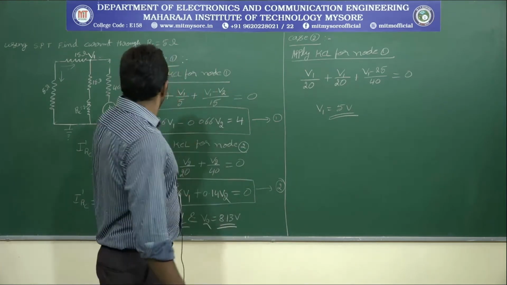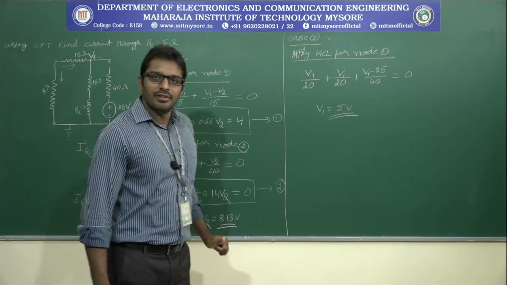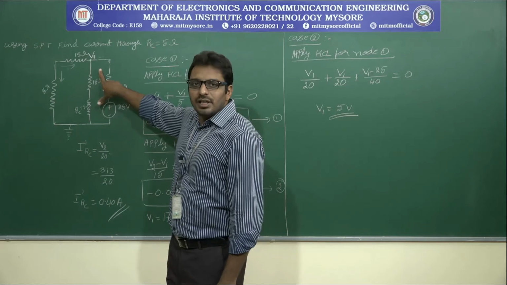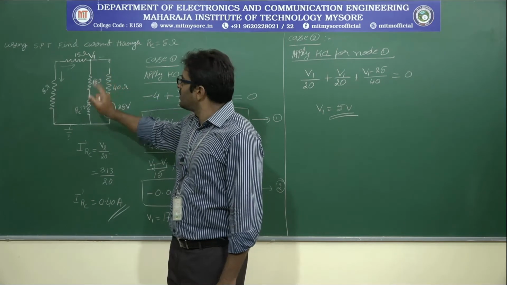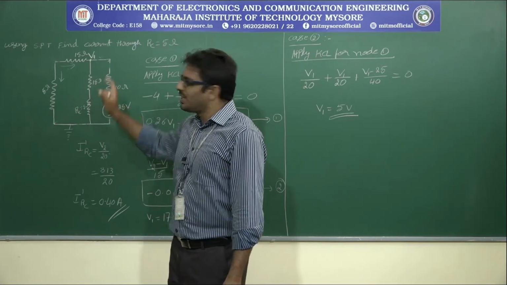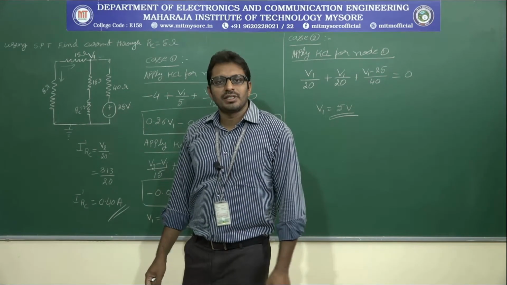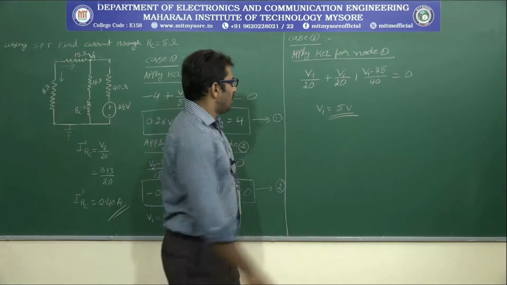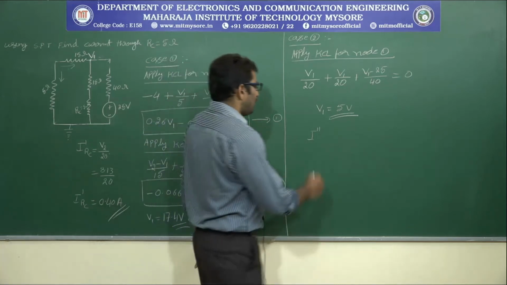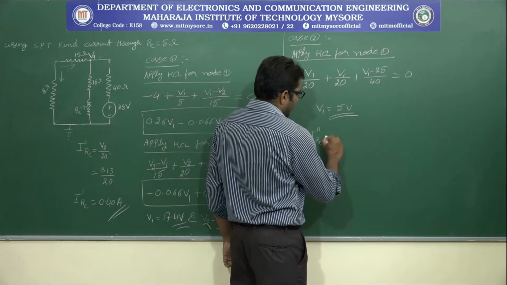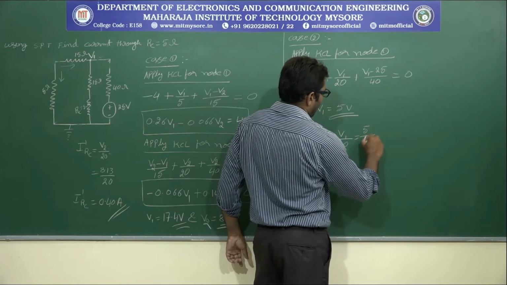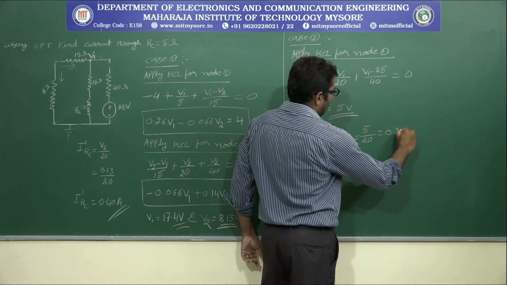Is it clear? Now, how can we find the current through RC? The current through RC is nothing but the potential difference across this combination divided by the resistance value. V1 minus 0 is the potential difference, divided by the resistance value 5 plus 15, because we need to consider both resistances, and they are connected in series. Therefore, I double dash indicates, in case 2, the current through RC. So V1 by what is RC? 20. So 5 by 20, that is equal to 0.25 amps.